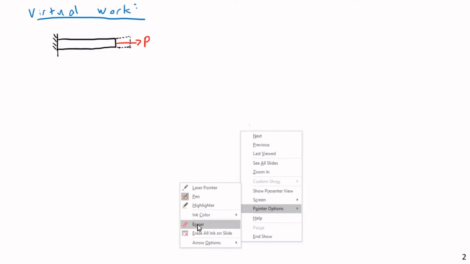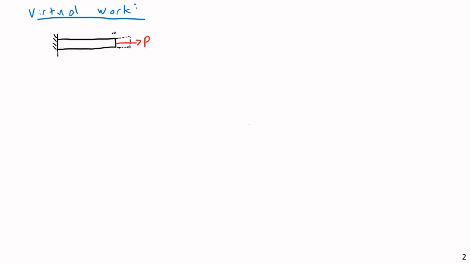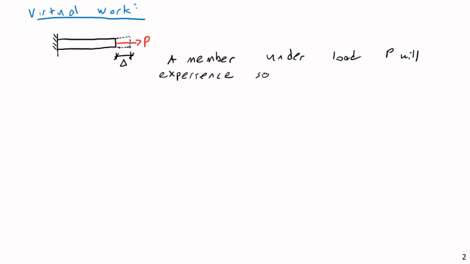And if I think about this, we can look at this from the point of view of work. So I do know that this is going to undergo some real deformation delta. A member under load P will experience some deformation delta. Some external deformation delta. And that's fine, but let's consider this from the point of view of energy.